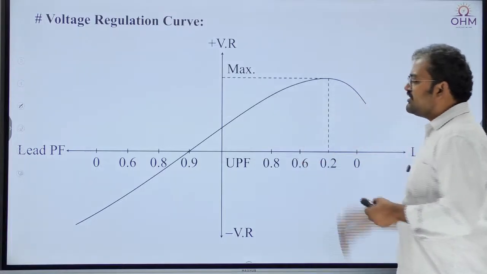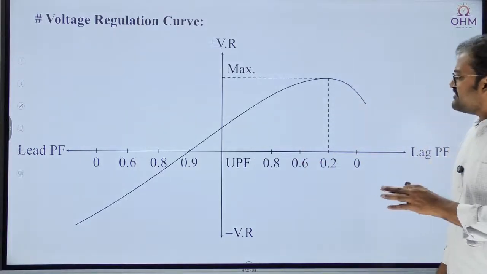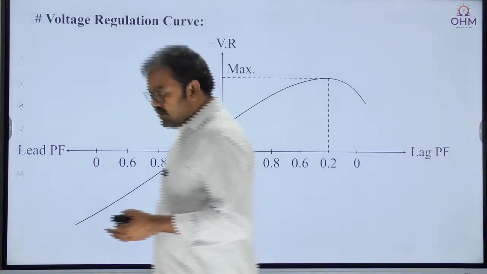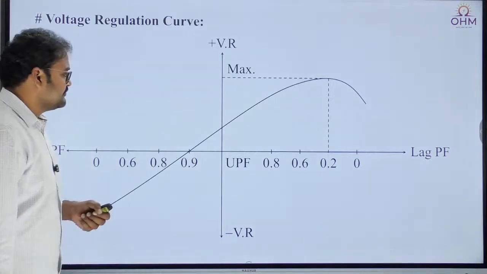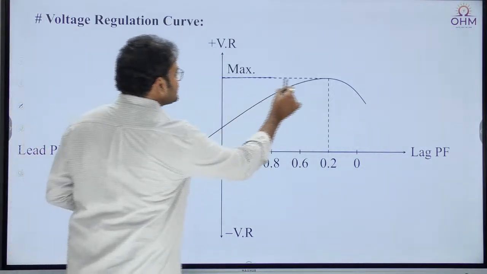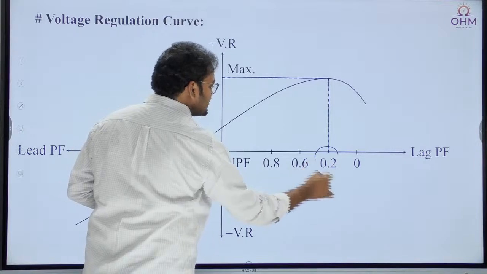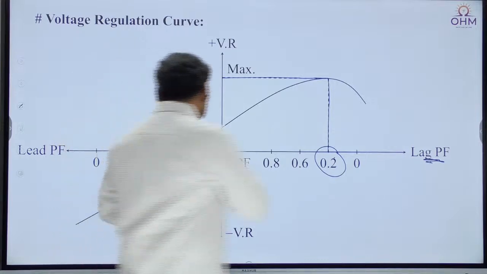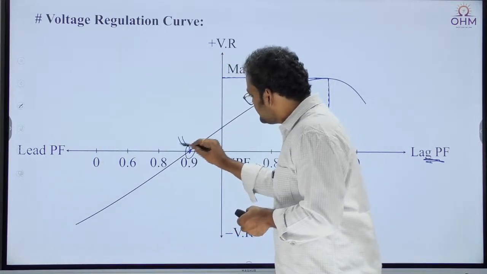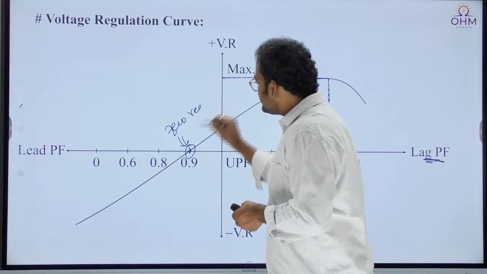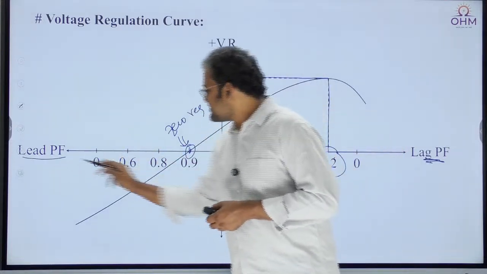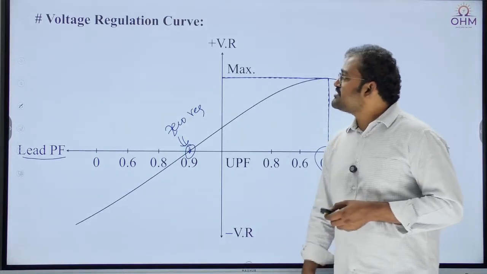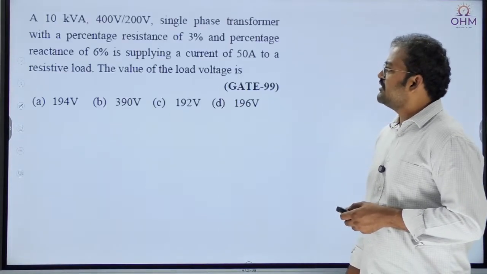And this is how the regulation curve can be obtained. Remember, this curve is valid even for an alternator also. Even for an alternator, the voltage regulation curve will be the same. See, this is the maximum regulation. Maximum regulation is possible on the lagging power factor side near 0. This is zero regulation. Zero regulation is possible on the leading power factor side near unity, very near to unity. This is the voltage regulation curve of a transformer.